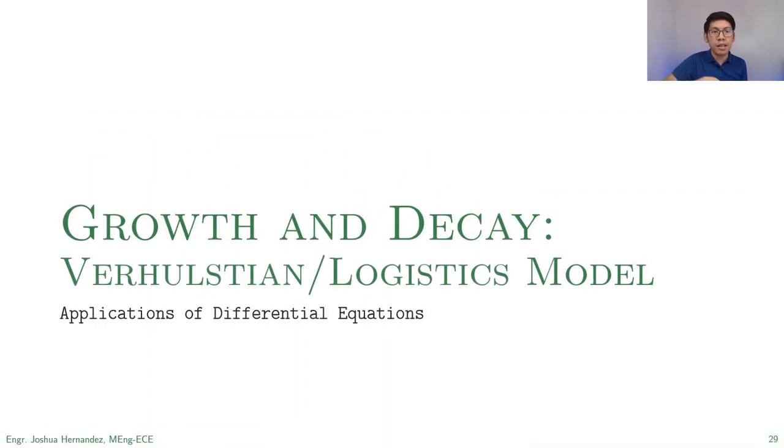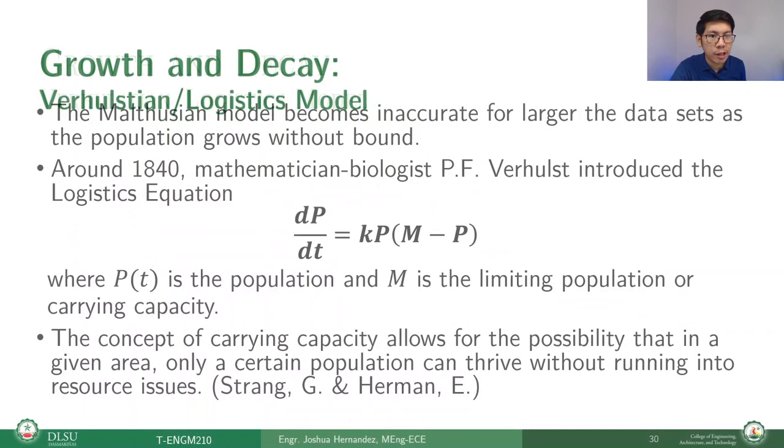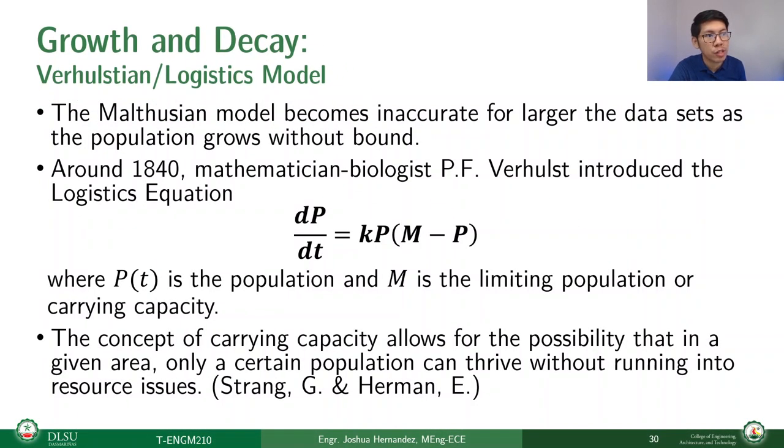Now, we have already discussed yung ating first model, which is yung Malthusian or exponential model. What we will now be discussing next is the Verhulstan or the logistic model. Anong meron dito kay Verhulstan model? Ang problema kasi ganito, dun sa Malthusian model, one problem with the Malthusian model is its prediction that as time goes on, the population grows without bound.